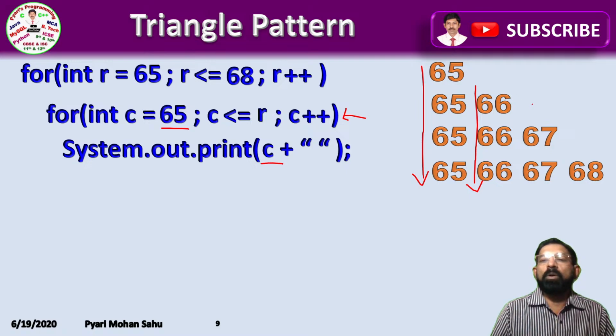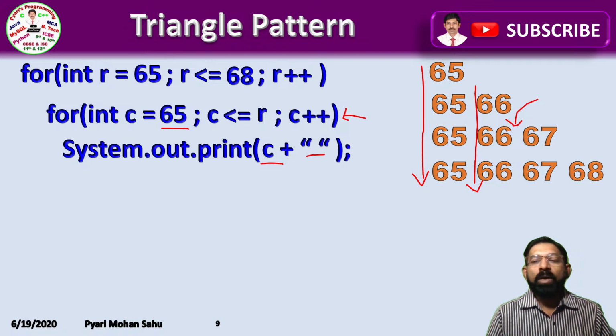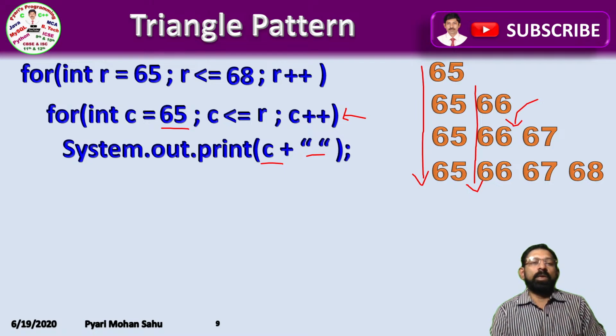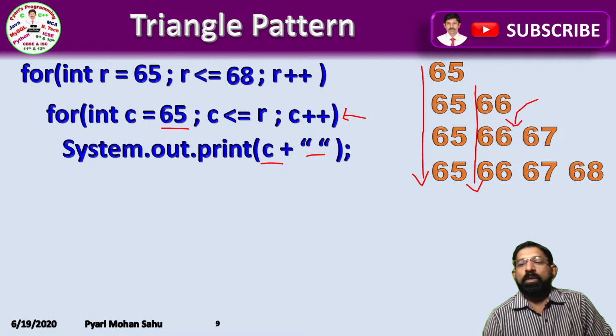Why space? Because of the internal space that is available between 65 and 66, 67, like this. Internal space. What is missing? What is missing after this? Who can say? What is missing after this?